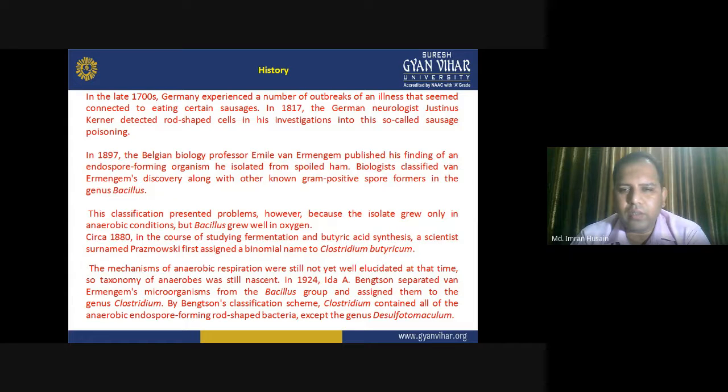In 1924, Ida A. Bengtson separated Van Ermengem's microorganisms from the Bacillus group and assigned them to the genus Clostridium. By Bengtson's classification scheme, Clostridium contained all the anaerobic endospore-forming rod-shaped bacteria except the genus Desulfotomaculum.